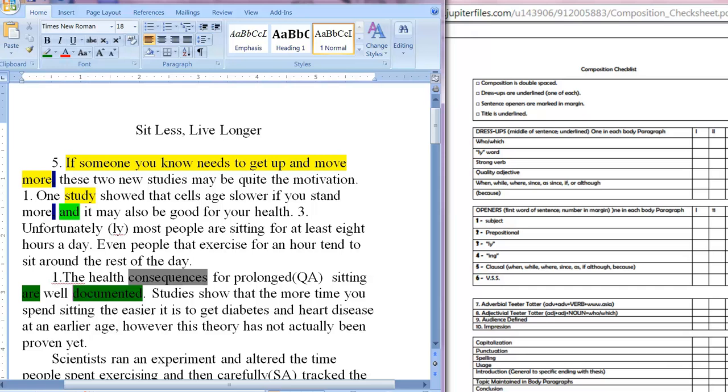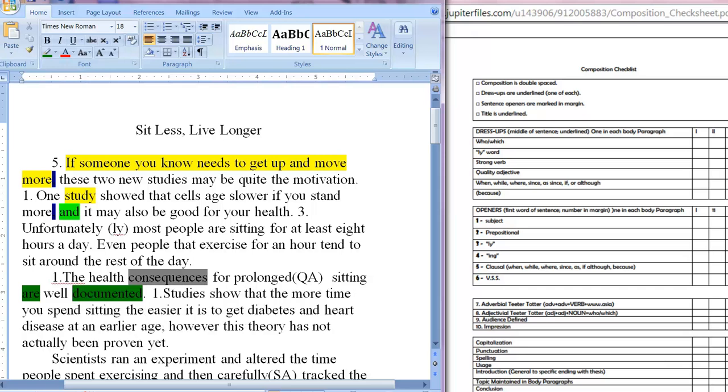Studies show that the more time you spend sitting, the easier it is to get diabetes and heart disease at an early age. We have another subject opener. Studies show is our basic sentence. So we have our noun and we have our verb. I meant to make that green. That the more time you spend sitting, the easier it is to get diabetes and heart disease at an early age.